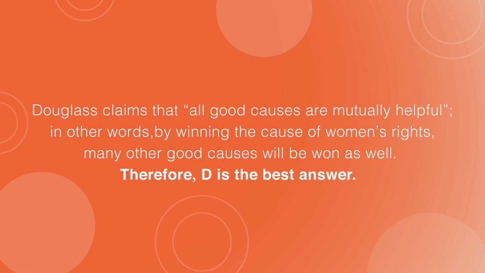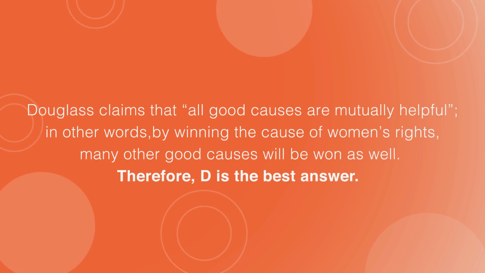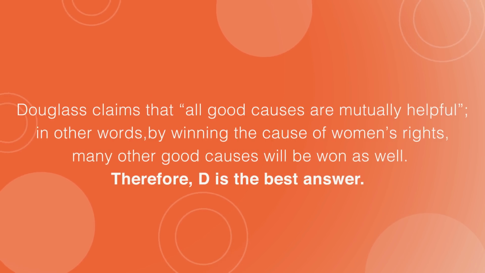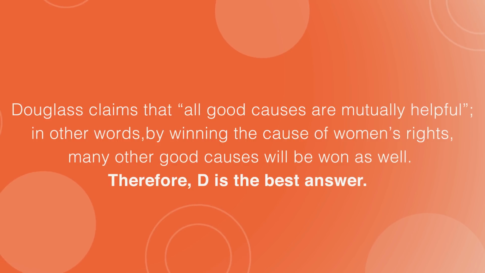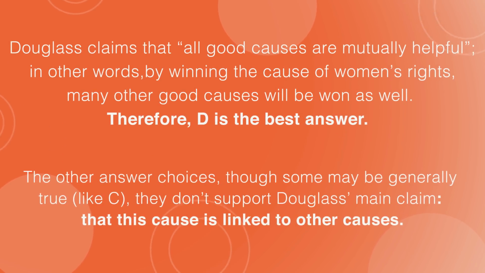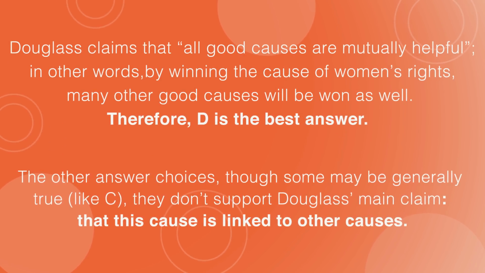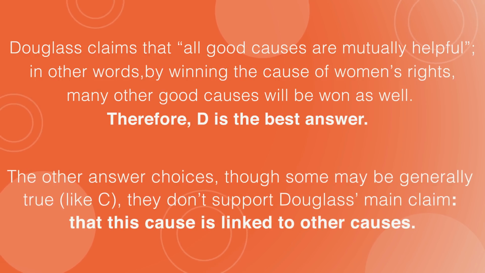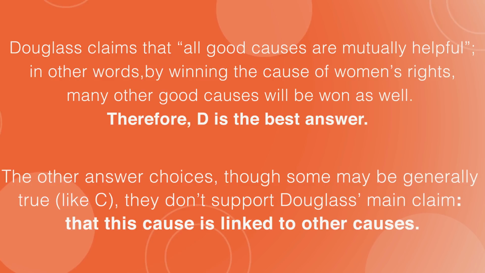Douglass has claimed that all good causes are mutually helpful. In other words, by winning the cause of women's rights, many other good causes will be won as well. Therefore, D is the best answer. And while the other answer choices, though they may be generally true, they don't support Douglass's main claim, that this cause is linked to other causes. And that's why knowing the main idea is so important, because it helps you better answer all the questions that you're going to encounter. Let's look at another question on this passage.